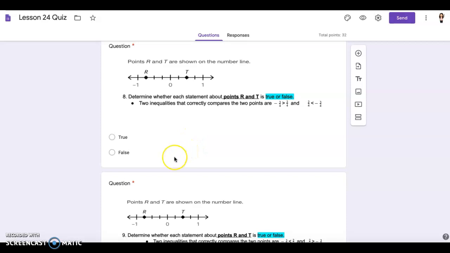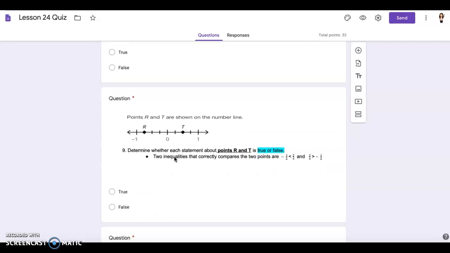Number 9. Determine whether each statement about points R and T is true or false. Two inequalities that correctly compare the 2 points are -3/4 is less than 2/4 and 2/4 is greater than -3/4. Is that true or false?